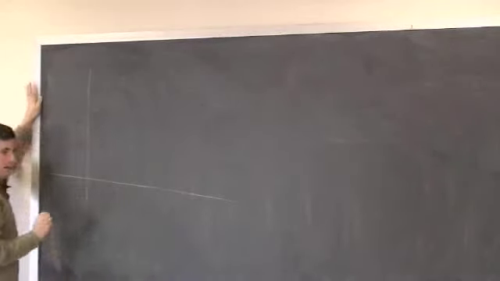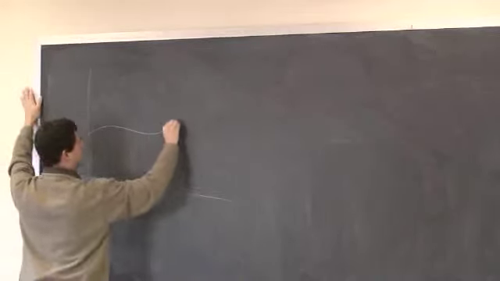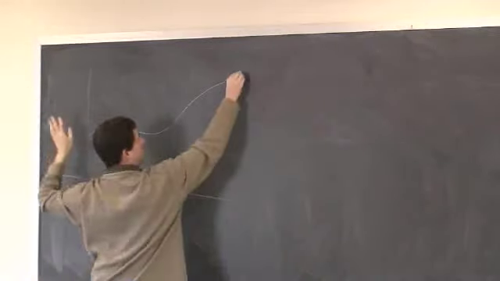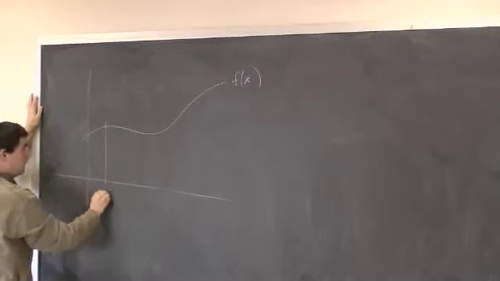Okay. Let's draw a picture. Now let's assume that we're dealing with only functions that are positive. So I have a nice positive function, f of x. I choose a couple of points here, a and b.